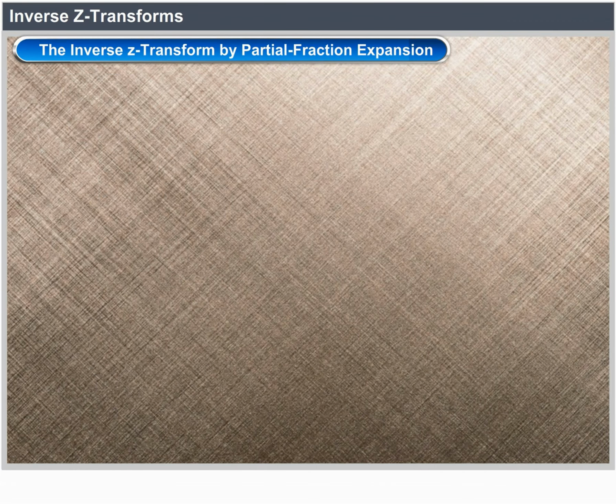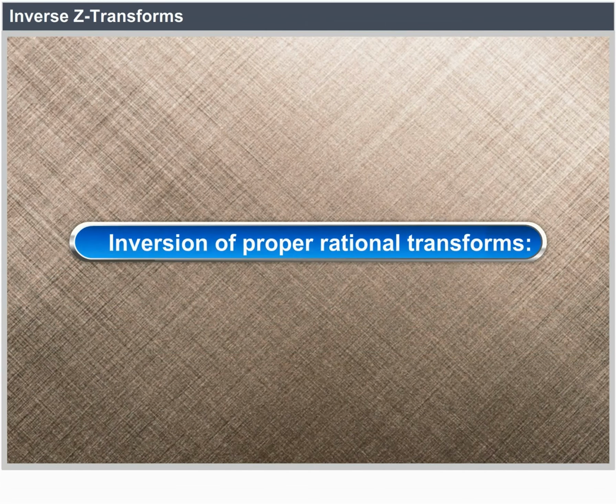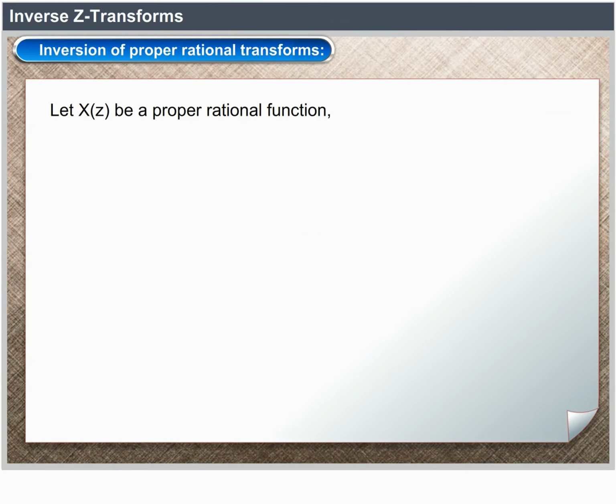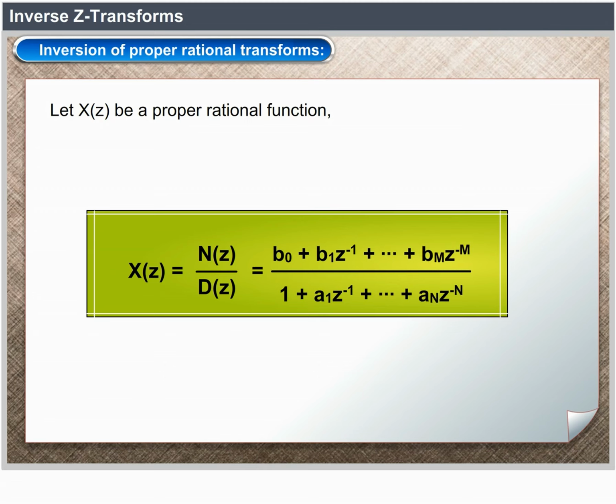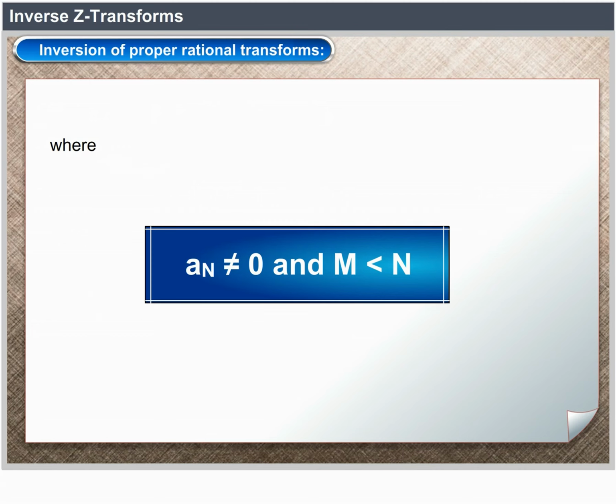Inversion of proper rational transforms. Let X(z) be a proper rational function. X(z) = N(z)/D(z) = (b0 + b1 z^-1 + etc. + bm z^-m) divided by (1 + a1 z^-1 + etc. + an z^-n), where an is not equal to 0 and m is less than n.